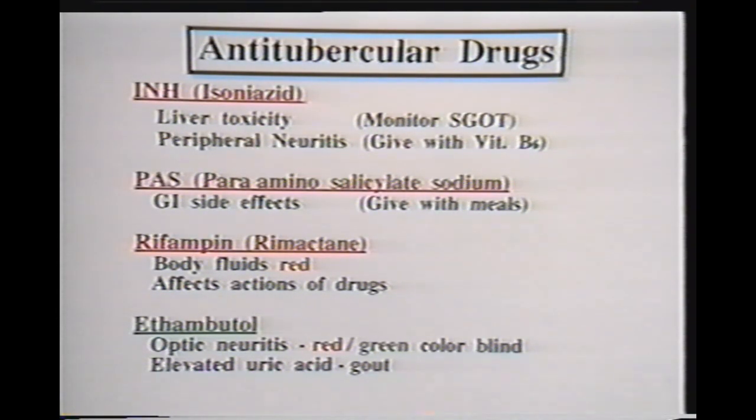Rifampin, or Rifadin, has as its major side effect that it turns body fluids red, or sometimes we describe it as orange red. Remember that this, like many antibiotics, affects the action of other drugs, and certainly affects things like oral contraceptives and steroids and many drugs. Ethambutol is a medication that is used to treat TB, and it can cause optic neuritis, it can cause red-green color blindness, and it can also cause gout.